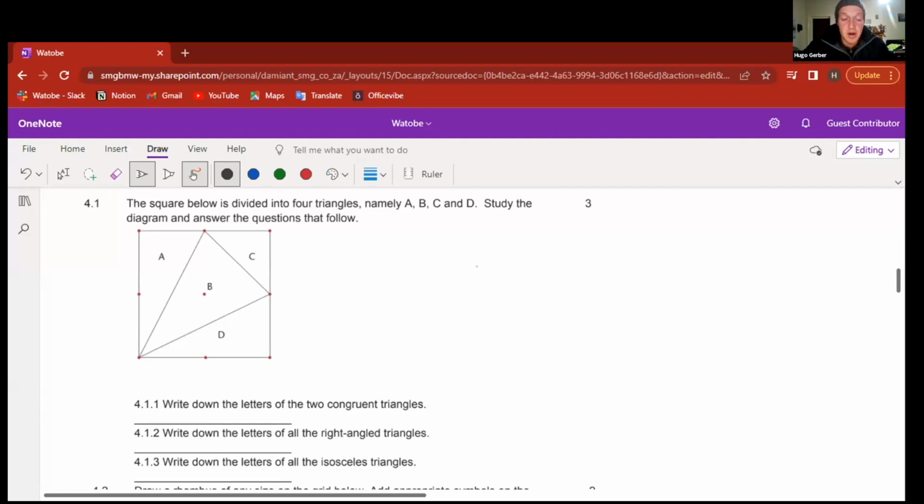For number 2, they're asking us, write down the letters of all the right angles. I think that's easy enough. You'll be able to figure those ones out. 4.1.3, they're asking us, write down the letters of the isosceles triangles. Okay, now, what does isosceles mean? Anybody that knows what isosceles means? In the chat.